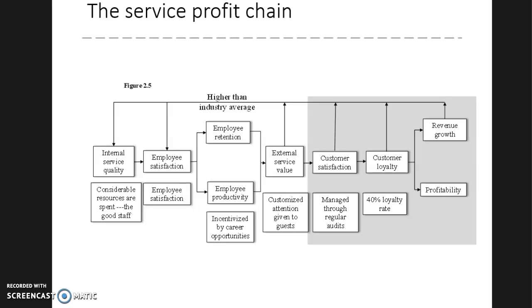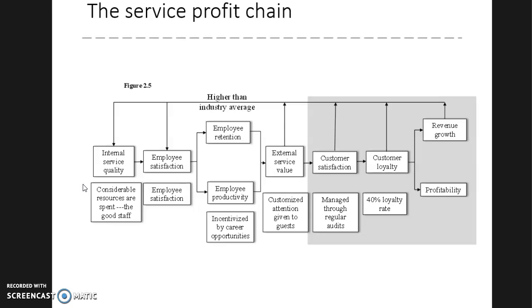So here is the service profit chain. I won't go through this too much because it's difficult to explain on a computer, but when you have internal service quality and employee satisfaction and good retention and productivity, it's going to lead to growth and profitability. When you don't have those things, that's what you're losing out on. You're spending more money trying to get more customers. You're spending more money trying to retain your customers.